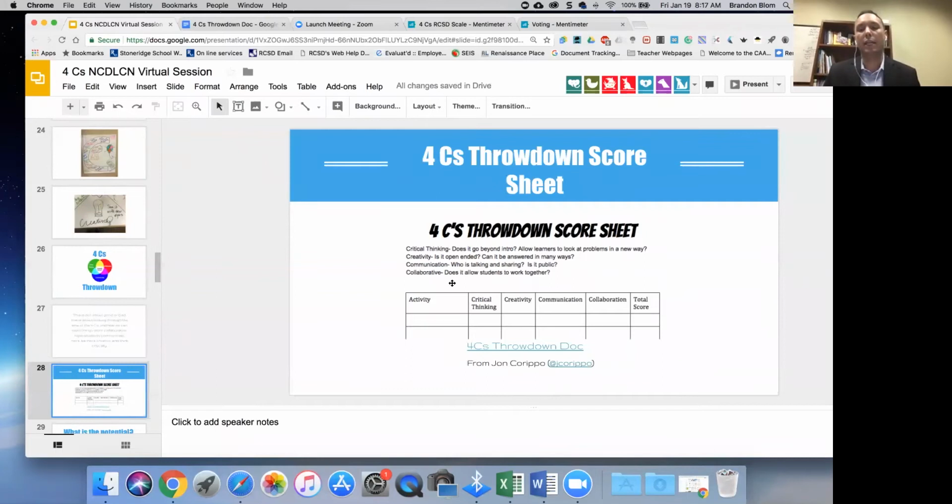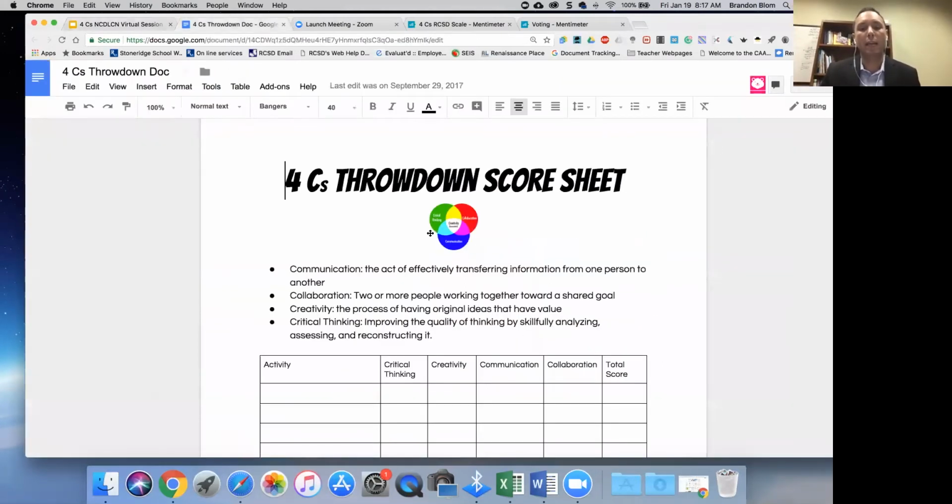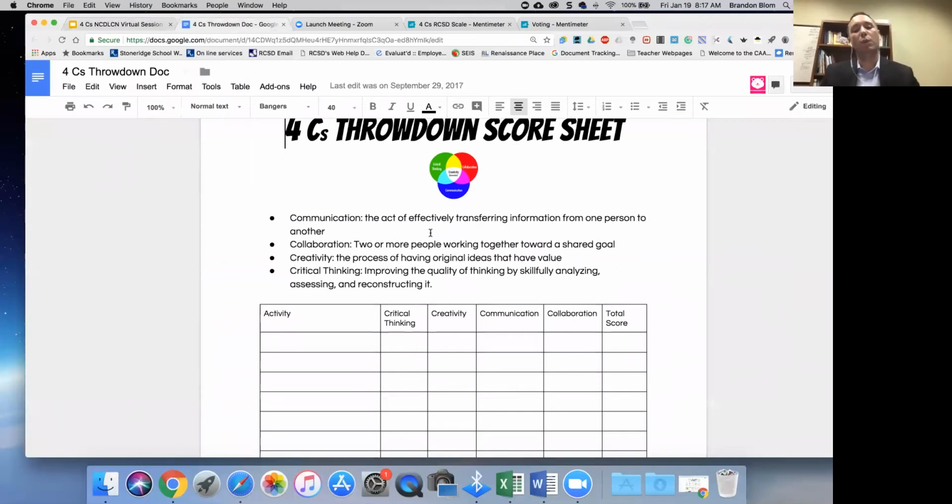So what this is going to look like is when I do this with teachers, I give them this sheet, and I'll pull it up and it looks like this. What we do is we write down what the activity is, and I'll model this for you in a minute. And then you score each category. And actually, I'm glad we have the chat because I'm going to have you score some things in a minute. I'll let you know when.